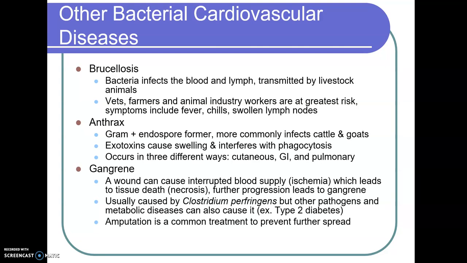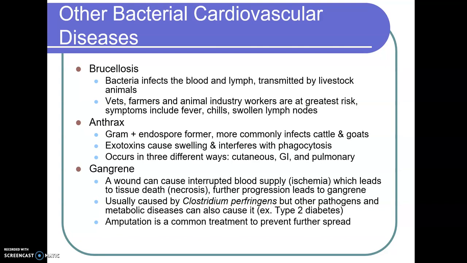And then finally, we have gangrene, also known as gas gangrene. This is when an infected wound has an interruption in blood supply, which causes tissue death. We call tissue death necrosis, and the progression of the necrosis is what leads to gangrene. Most people have heard of gangrene. They know it's really gross and disgusting. The skin, the muscle tissue, everything kind of rots, and it's pretty gross.